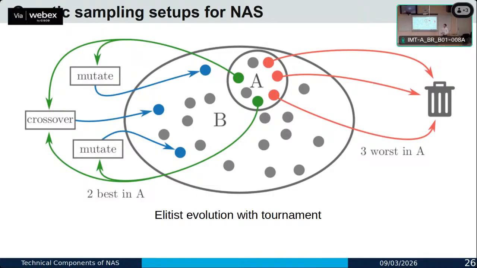Another quite important aspect of genetic setups for neural architecture search is this tournament selection idea. This is to solve some stochastic issues of the genetic setups. The idea is that at each evolutionary step, instead of using the whole population, we use only a subset of the population to evaluate.